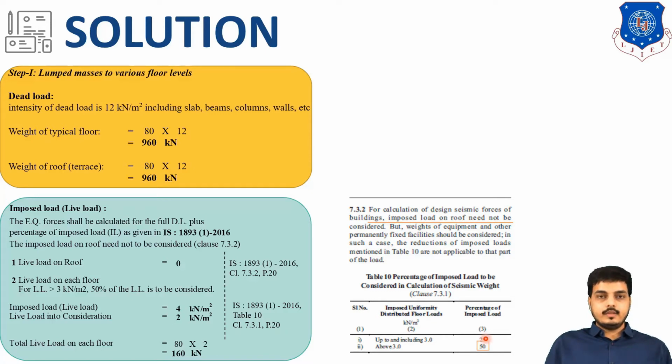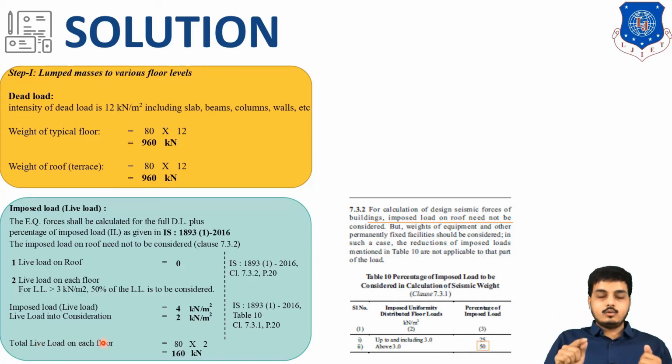I hope you have the IS code with you, so side by side you may look at this section. Here in table number 10, there are two criteria: one is up to and including 3 kN and the other is above 3 kN. Our live load is 4 kN, which is greater than 3, so we need to use the above 3 condition. For that, the percentage of imposed load to be considered is 50%. So we will consider not 4 but 50% of 4, which is nothing but 2 kN per meter.